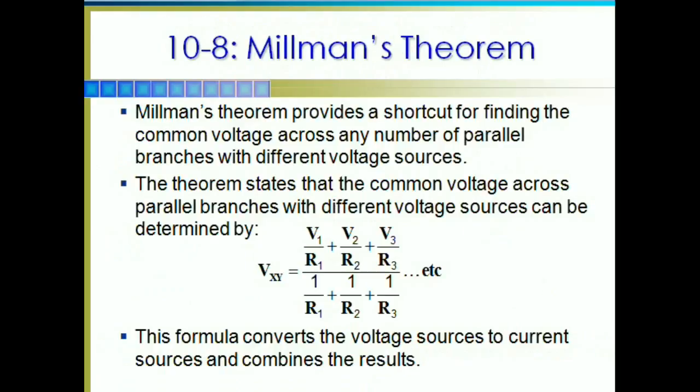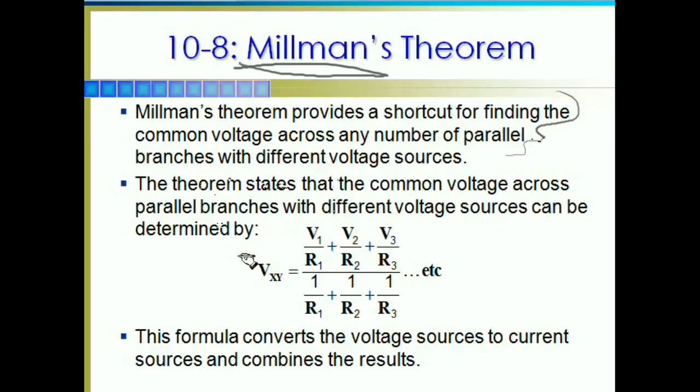Well, let's quickly touch on Millman's theorem. Okay, so far we've been looking at all these circuits with a load and different voltage sources. Well, Mr. Millman came up with a shortcut for parallel networks with multiple voltage sources. So we are able to find the common voltage across any number of parallel branches with different source voltages.